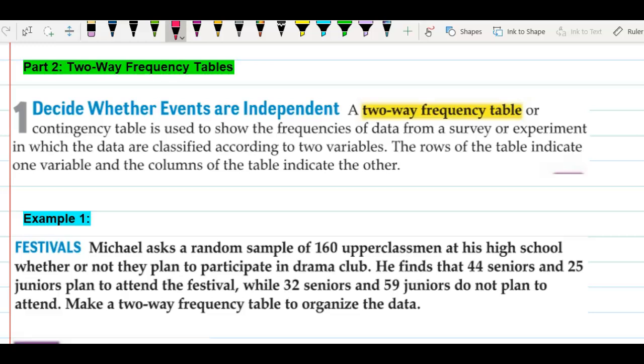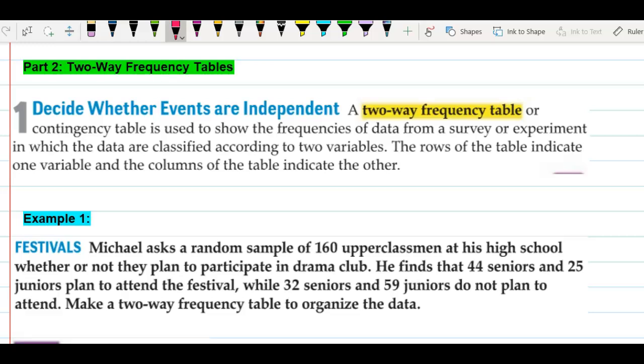Welcome to our very last video, part 2 of step 34. In this video, we're going to talk about how to assemble and read a two-way frequency table.